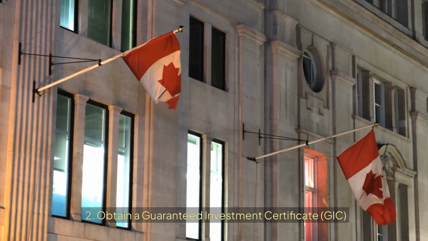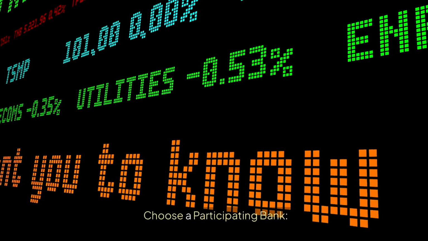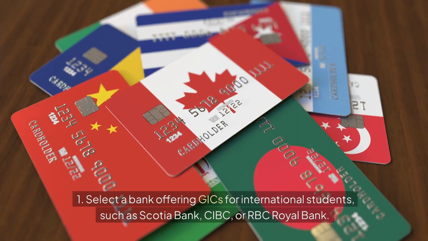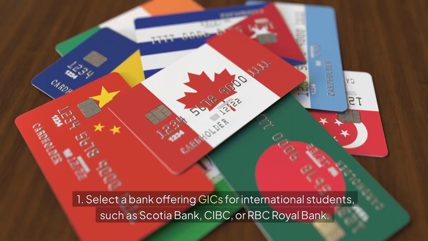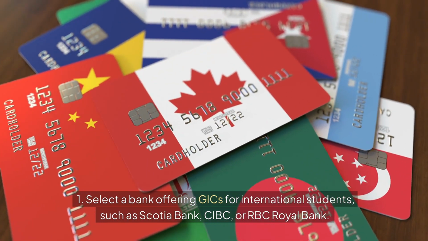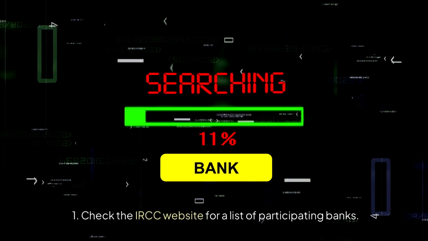Step 2: Obtain a Guaranteed Investment Certificate, GIC. A. Choose a participating bank. 1. Select a bank offering GICs for international students, such as Scotiabank, CIBC, or RBC Royal Bank. 2. Check the IRCC website for a list of participating banks.